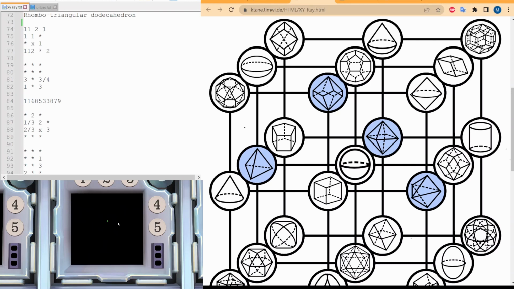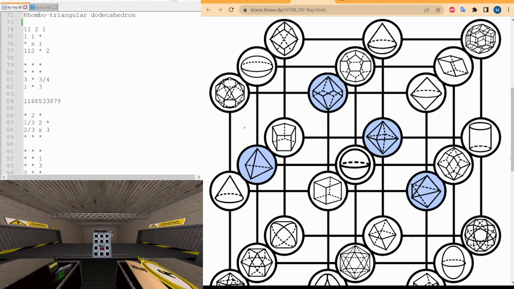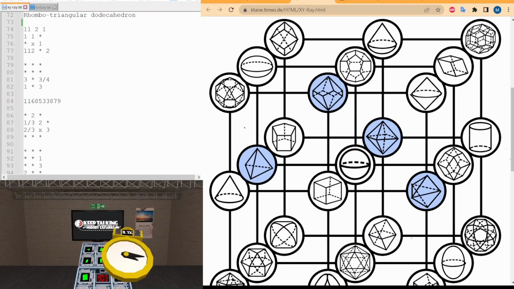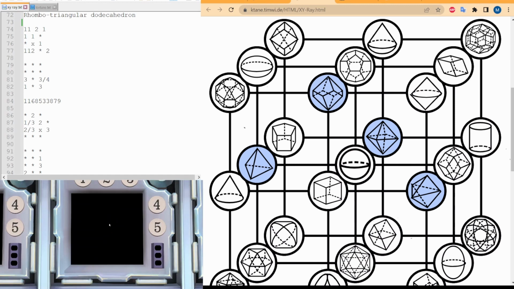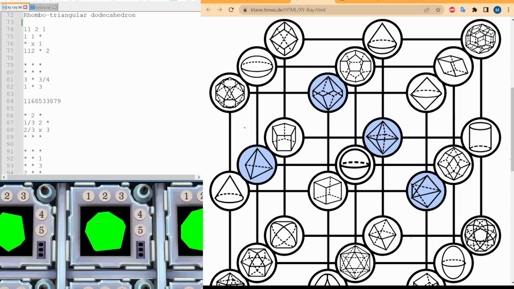Okay, let's count the vertices. 1, 2, 3, 4, 5, 6, 7, 8, 9, 10, 11. I believe I miscounted. Let's do that again. Should slow that down. 1, 2, 3, 4, 5, 6, 7, 8, 9, 10, 11. This actually has 10 vertices.